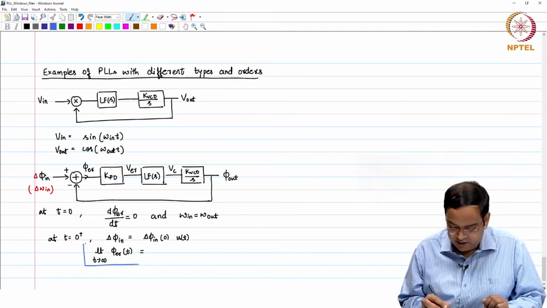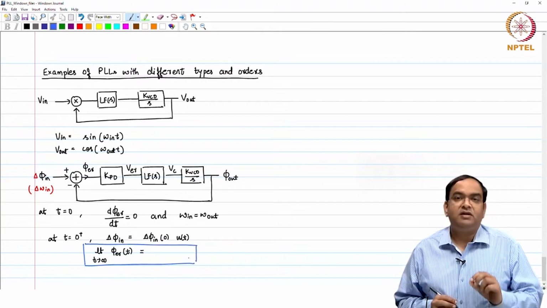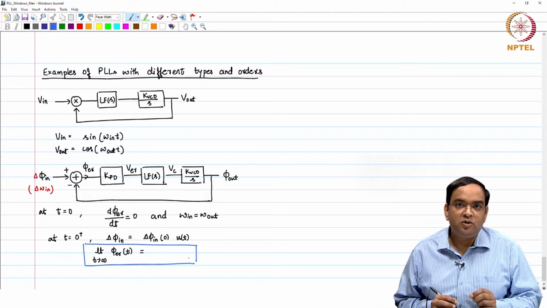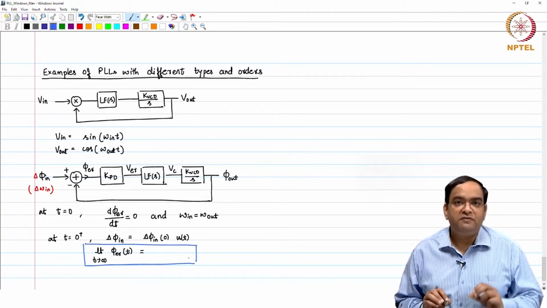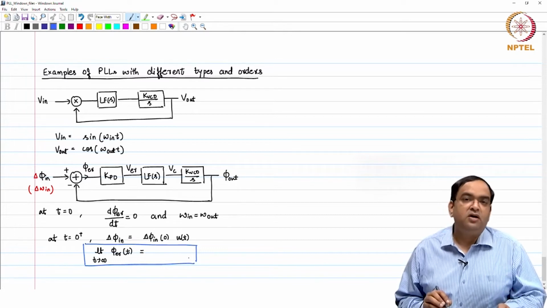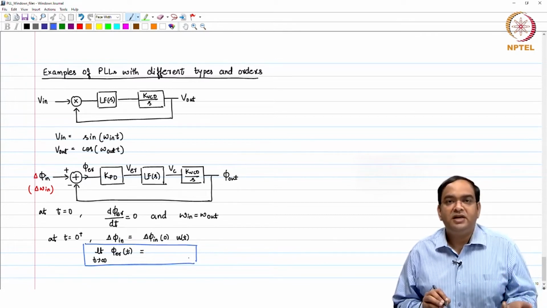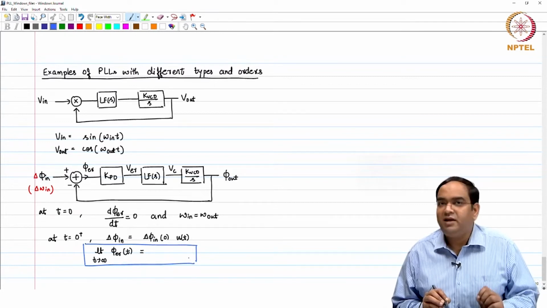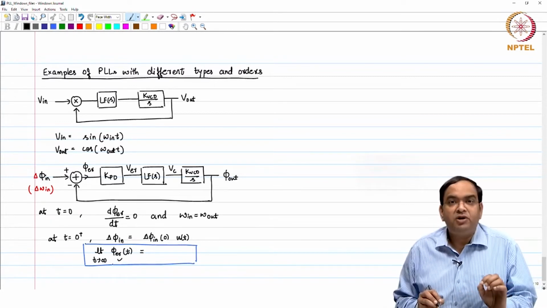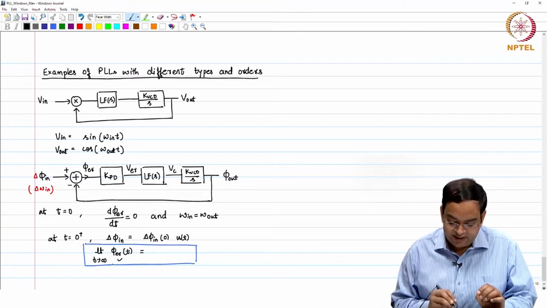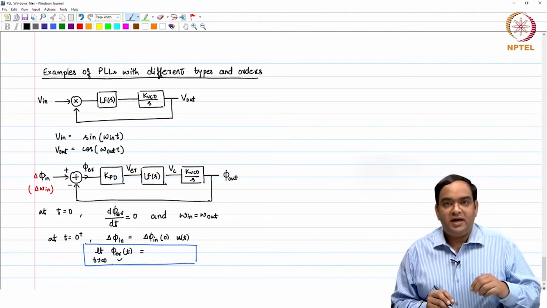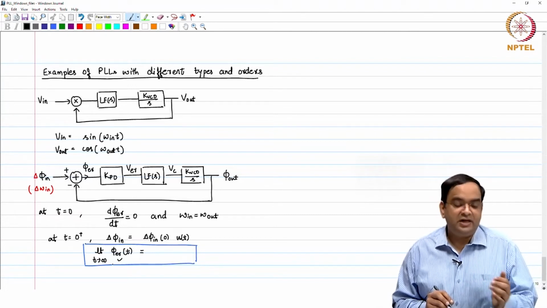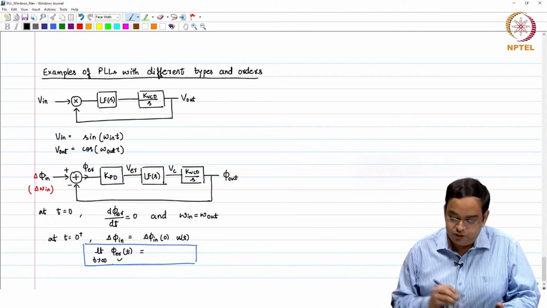If phase error as t tends to infinity is some fixed value, okay, then the PLL will be considered to be in lock. If this value tends to infinity, then it is like the phase error increases with respect to time, it is not locked. We would like to find out this particular phase error for different kinds of inputs, which will depend on the type of loop filter which we choose.